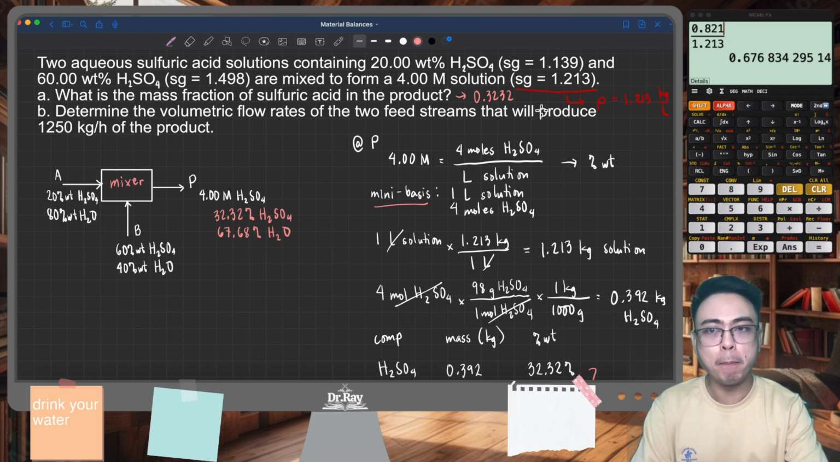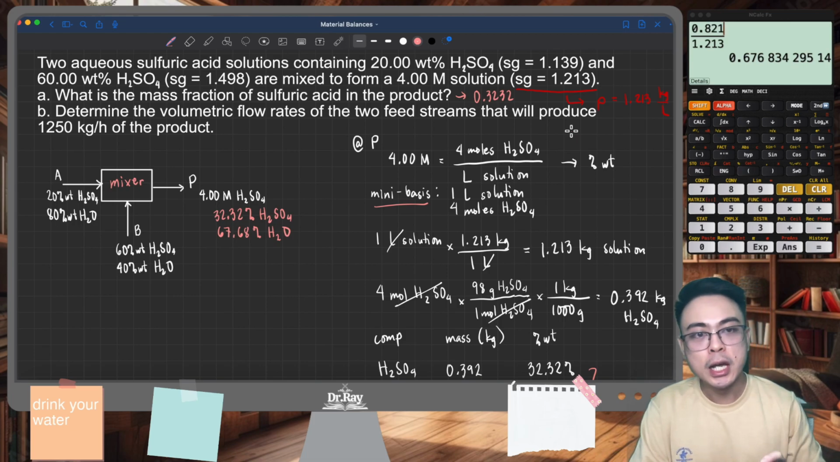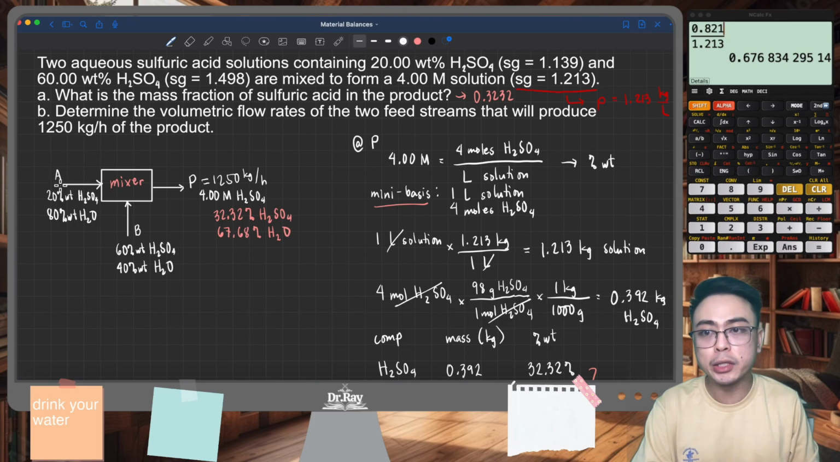Let's answer letter B. Determine the volumetric flow rates of the two feed streams that will produce 1,250 kilograms per hour of the products. Now we were given a value for the products. It says on the problem that we have 1,250 kilograms per hour of our mixed product here, and I want to determine what are the flow rates of A and B.